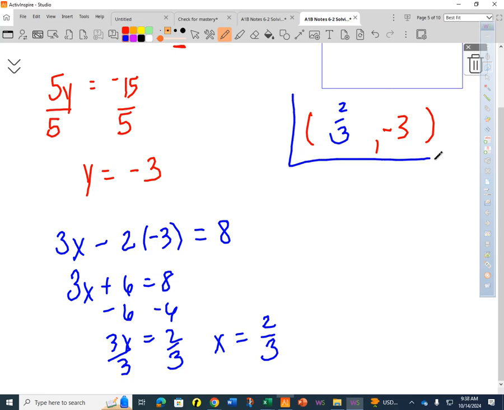So this is your final answer. This is all the work you need to get your final answer. Make sense? So if I were to graph the two equations that we started with, 5y equals negative 15, and 3x minus 2y equals 8, they would intersect at 2/3 and negative 3. That ordered pair. But that would be hard for us to solve by graphing, right? Because it's hard to graph 2/3. Y'all caught up with me?